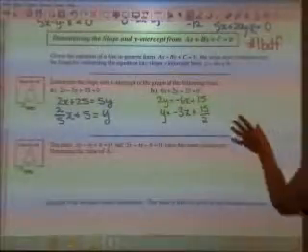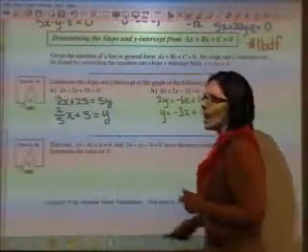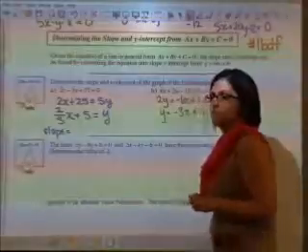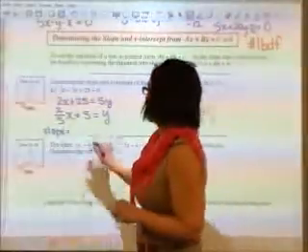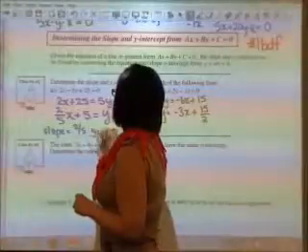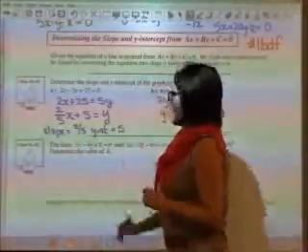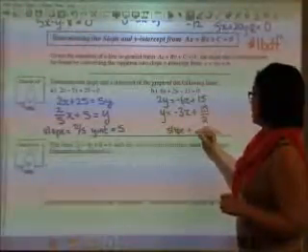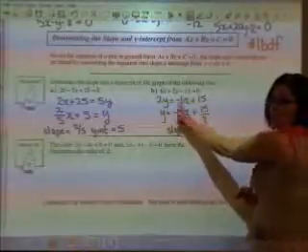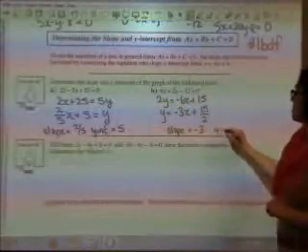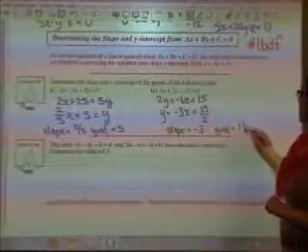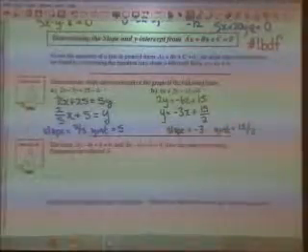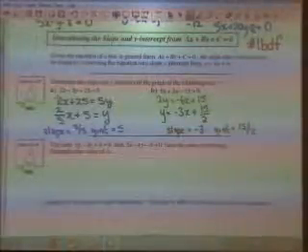Okay, so now that we have these in the slope y-intercept form, we can go back and identify. What's the slope of my first line? Pardon? 2. And what's the y-intercept? In the second equation, what's the slope? Negative 3. It's not the x, it's just the... And then what's the y-intercept? 15 over 2. Okay.